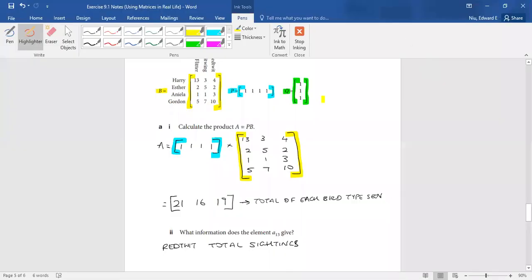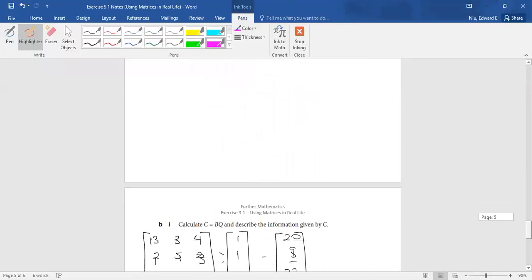Right, so what information does the element A13 give? Sorry, not A13, A row 1, column 3. So row 1, column 3. This 19 here tells us how many redwits were seen by the 4 sightseers or bird watchers. So if you add 4, 2, 3, and 10 together, you get that 19 right there. Let's highlight the two matrices we just figured out. Perfect.